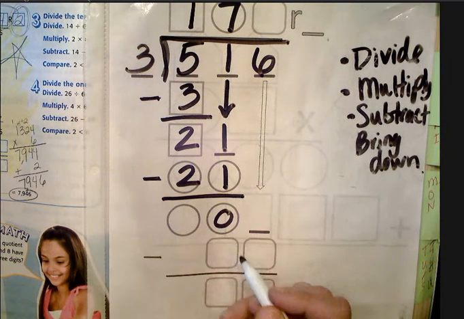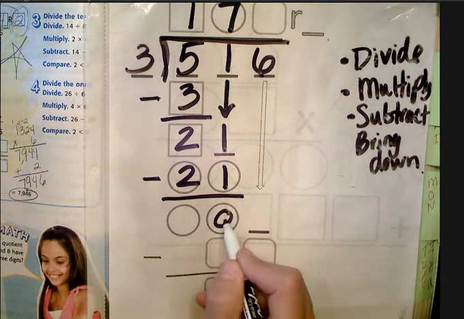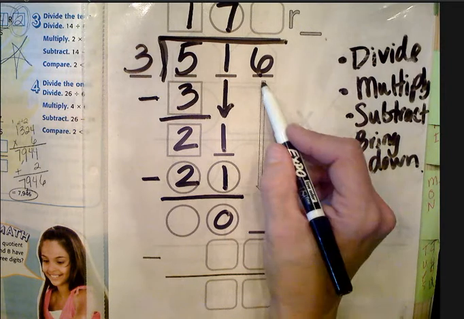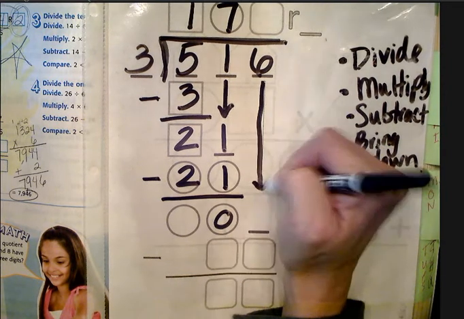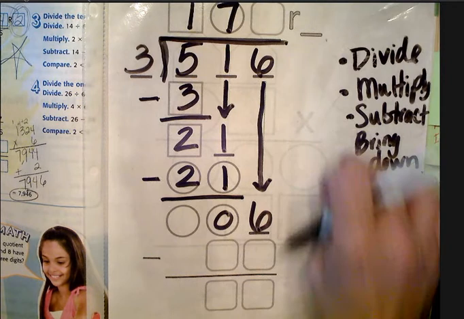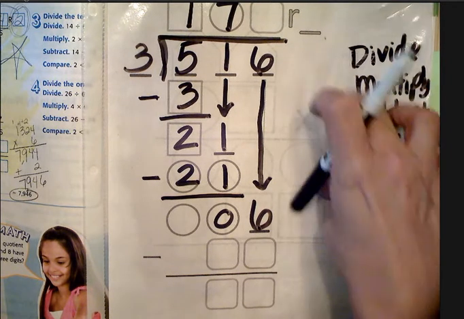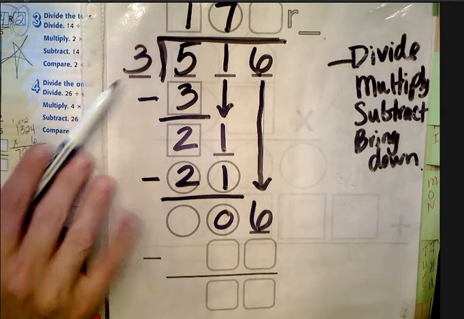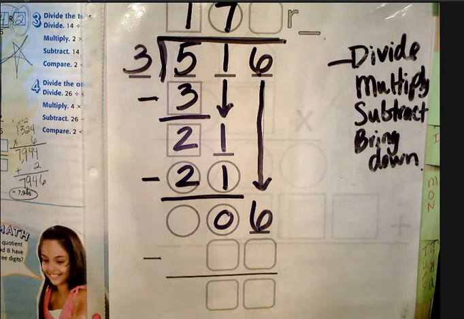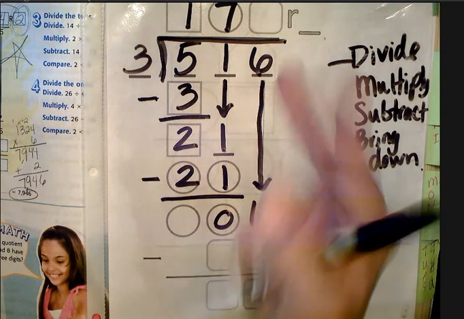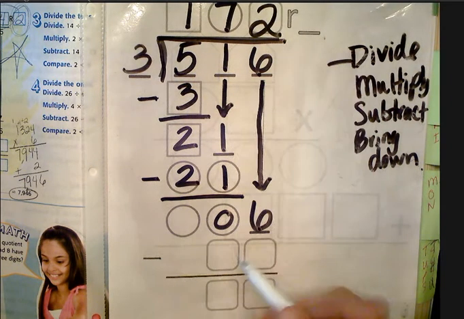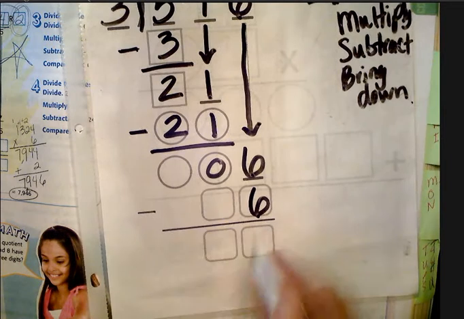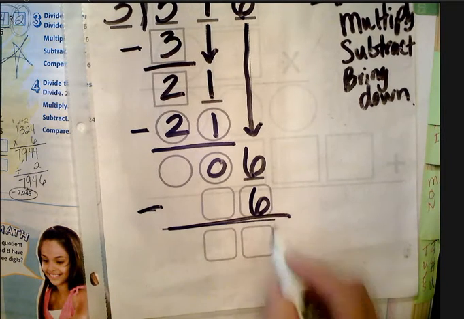Can I finish because I ended on a 0? Nope. You can only finish when you've run out of digits, right? So we still have to bring this 6 down. But we just start over at the top again. We're back to divide. How many times does 3 go into 6? Oh, that's easy. 3, 6. We know that. So that's a 2. We multiply. 2 times 3 is 6. Then I subtract. 6 minus 6 is 0.